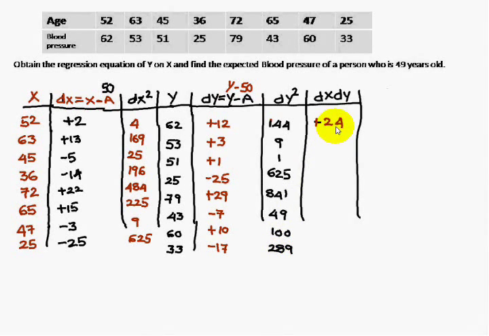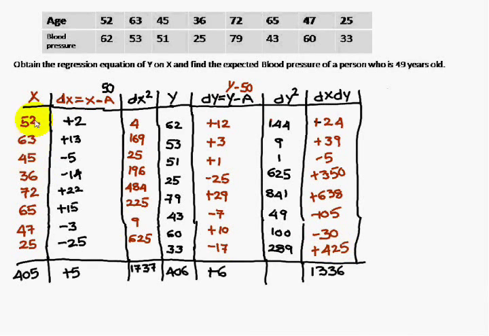Similarly, dx into dy: dx is 2, dy is 12, so 12 into 2 is 24, plus 13 into 3 is plus 39, and so on. So I have completed the table. Now sigma x is 405, sigma dx is plus 5, sigma dx square is 1737, sigma y is 406, sigma dy is plus 6, and sigma dx dy is 1336.